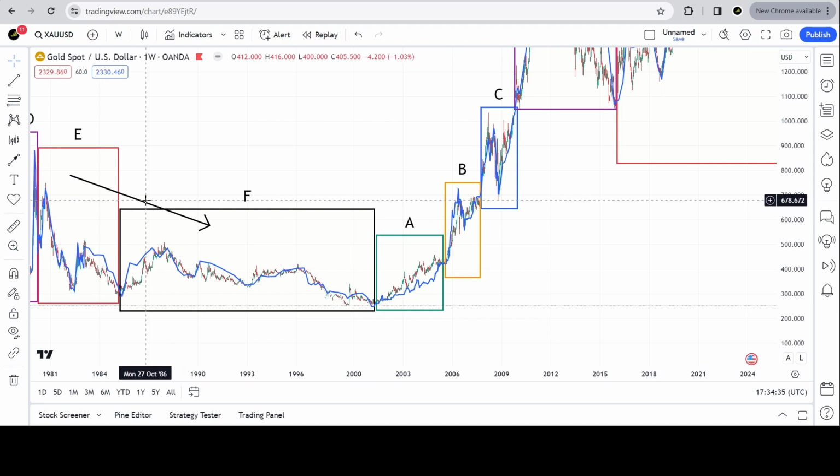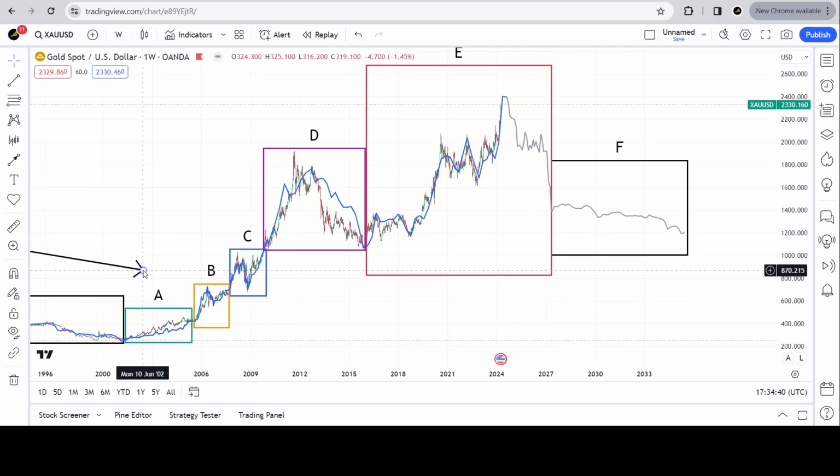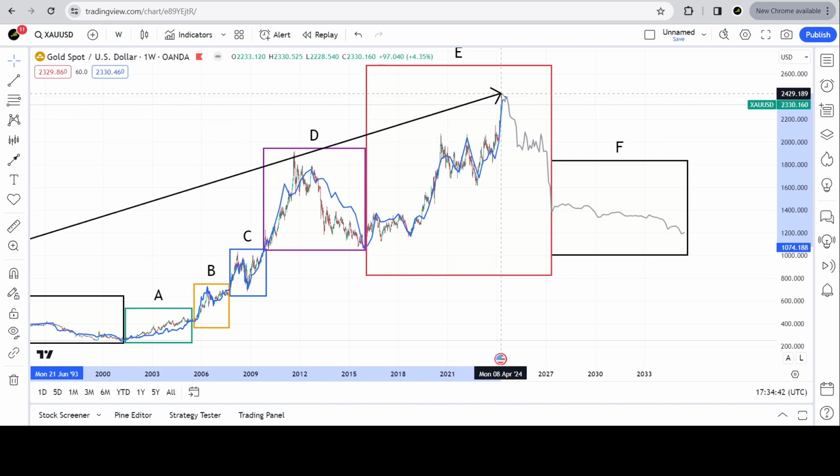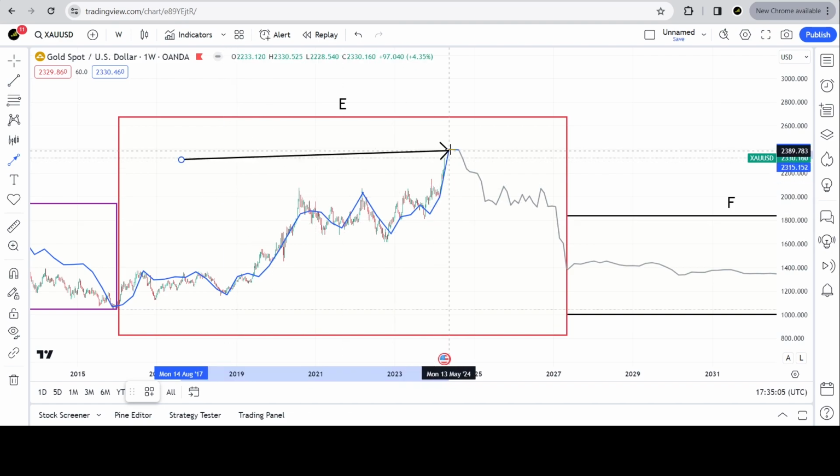So here we are in the most recent run-up, and this part right here, now I don't know how high it will go. Let's zoom in on this a little more. Here we are zoomed in. Now I don't know how high this will go.